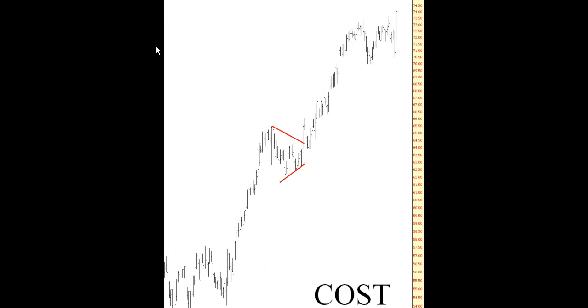Now, pennants are extremely similar in terms of usage and nature to flags. It's just that the area of consolidation, instead of being bounded by parallel lines, is bounded by lines which are converging. So here's an extremely clean example of this one. This is COST, which I think is Costco. Here we have the mast, the flagpole, so to speak, and here's our pennant, and there's the measured move higher.